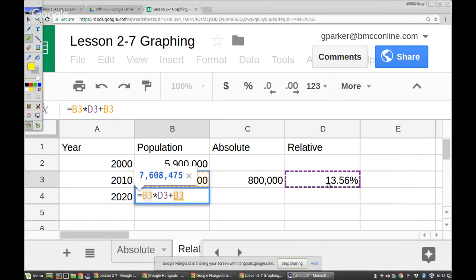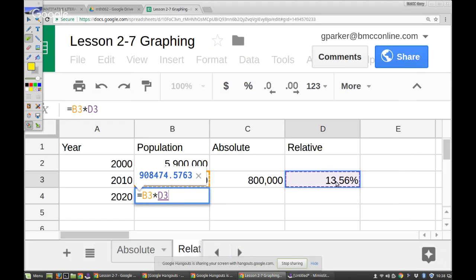Well, we already have the percent increase right here. We already calculated that. That's right here. Relative change is percent increase. So to use it, I take my previous population and I multiply it by the percent. That gives me the amount of change.